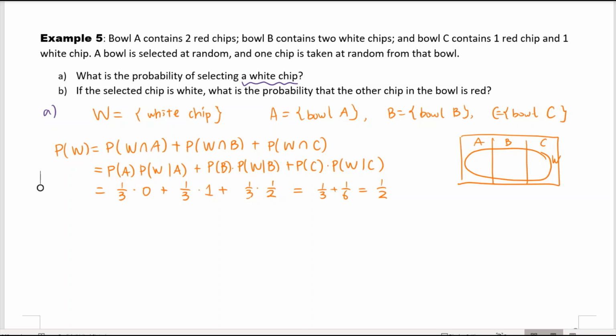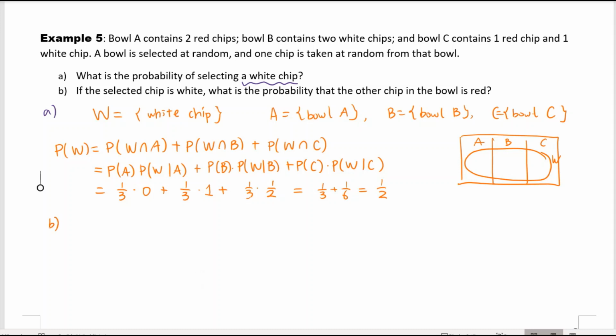And it makes sense because the 3 bowls are equally likely to be picked, and each bowl contains 2 chips. So in total we have 6 chips, and 3 of them are white. So that's why we get a 50% chance of getting a white chip. Okay, so part B.